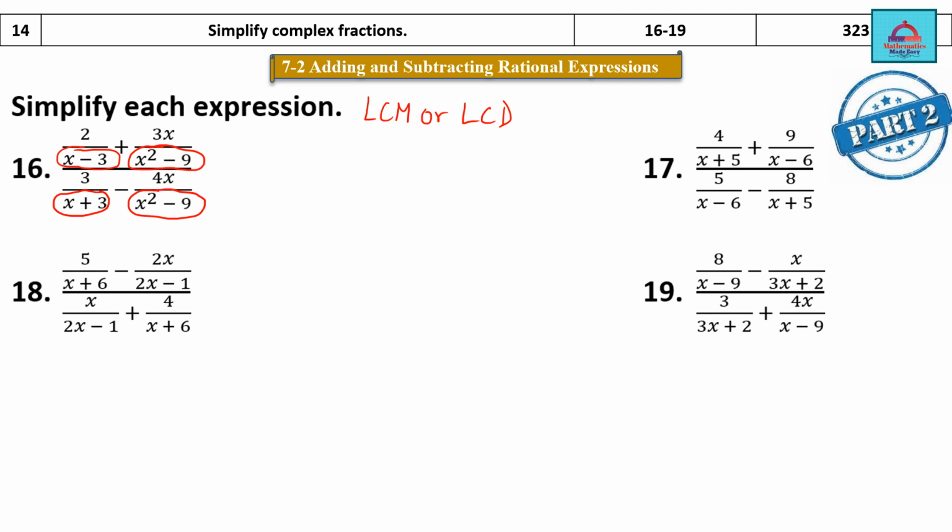We have to make the denominators equal, and sometimes when these are different, like in this question, x plus 5 and x minus 6, the LCM would be the product of them. So we are going to multiply. Then we simplify the numerators and denominators, use the reciprocal and simplify. So let me show you the steps one by one for these questions in the next slide.